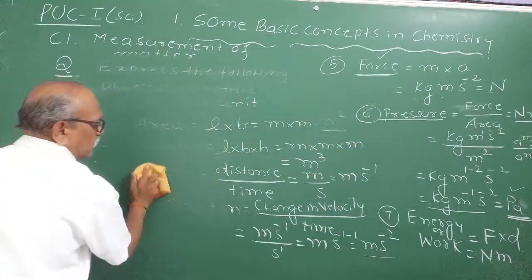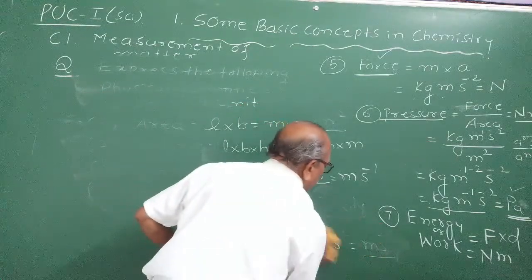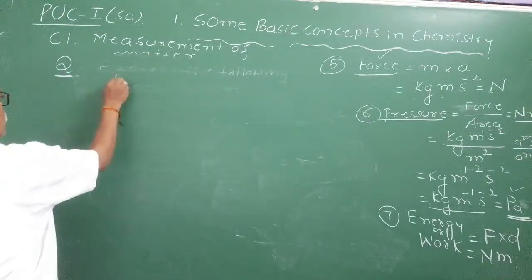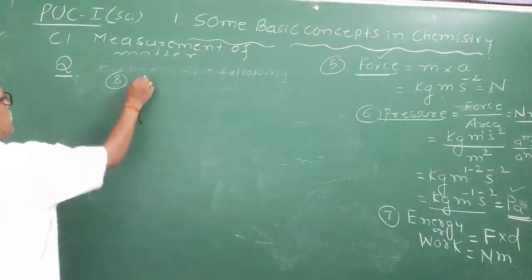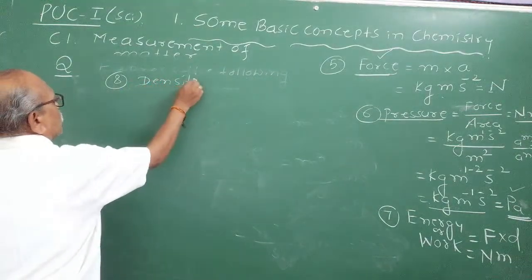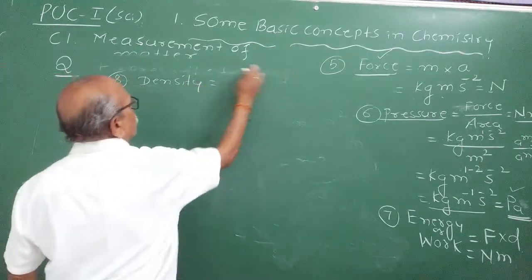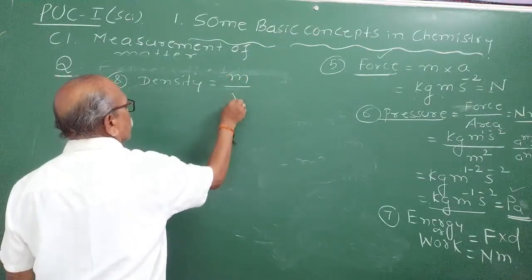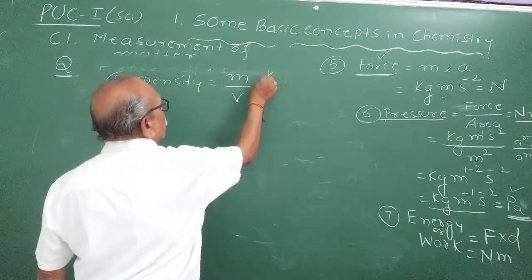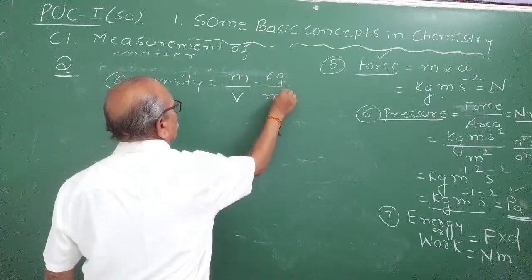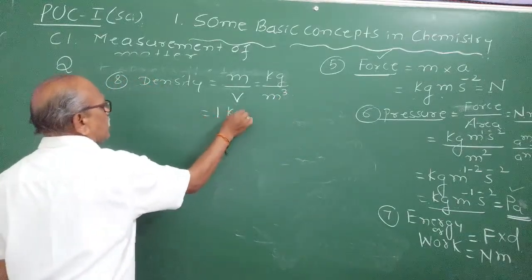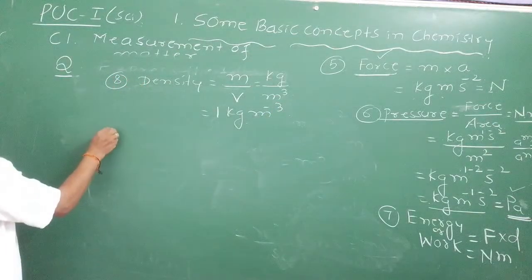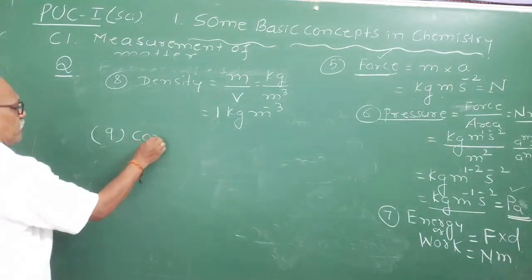Eighth one, right? Learn, take eighth one. Density. Density is given by mass per volume. Mass is given by kg. SI unit of volume is cubic meter. Therefore, density is kg per cubic meter, derived units.